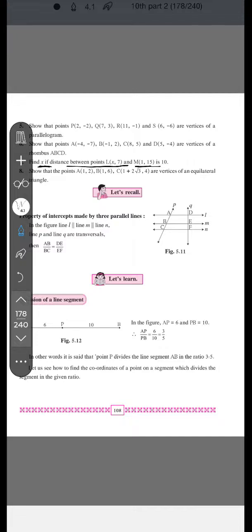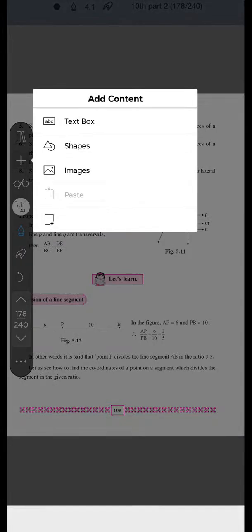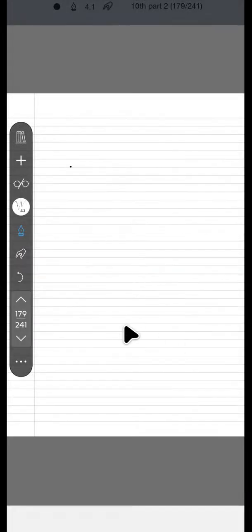You have to understand it. Simply, what does the question say? I am going to explain it on the new page. See, two points are there. One point is L, and another point is M. Point L has the coordinate x comma 7 and point M has the coordinate 1 comma 15.